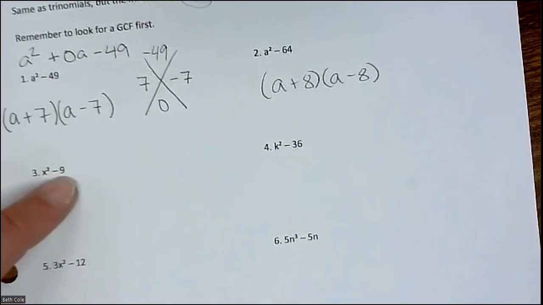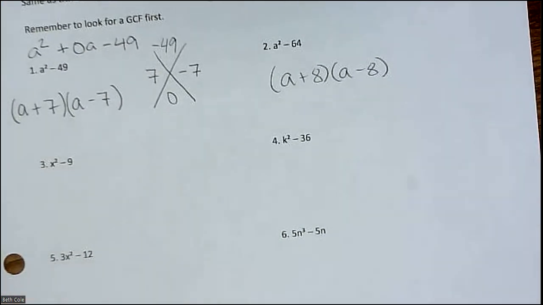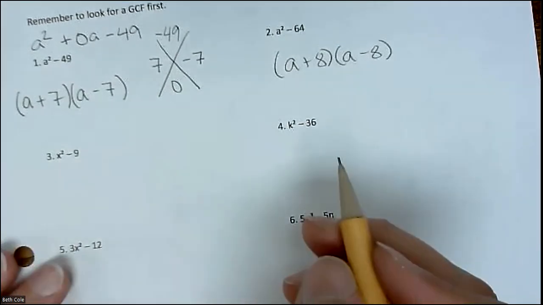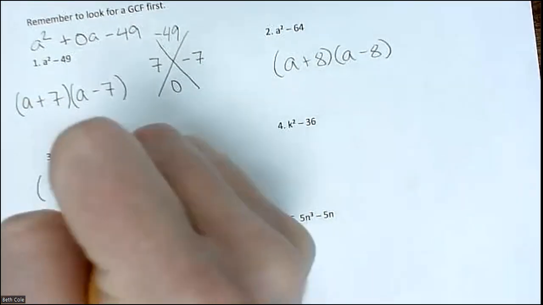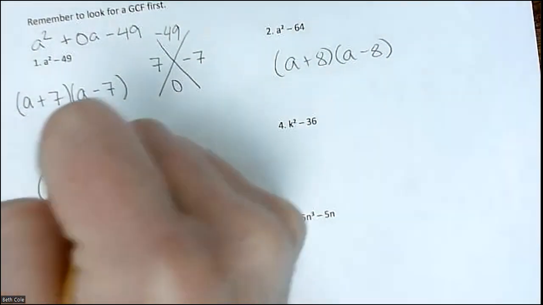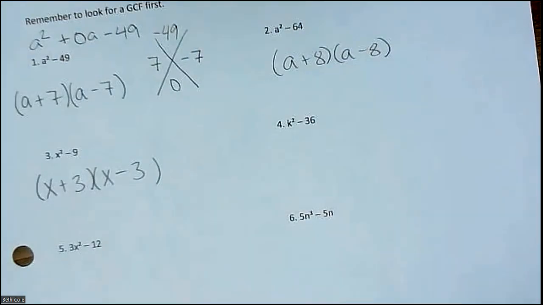Try it again. Do you see how there's no x's in the middle? It is 0x. How would you split up 9? 3. Good. So what goes in our parentheses? Plus 3. Good. x plus 3, x minus 3. That's all that there is to this.